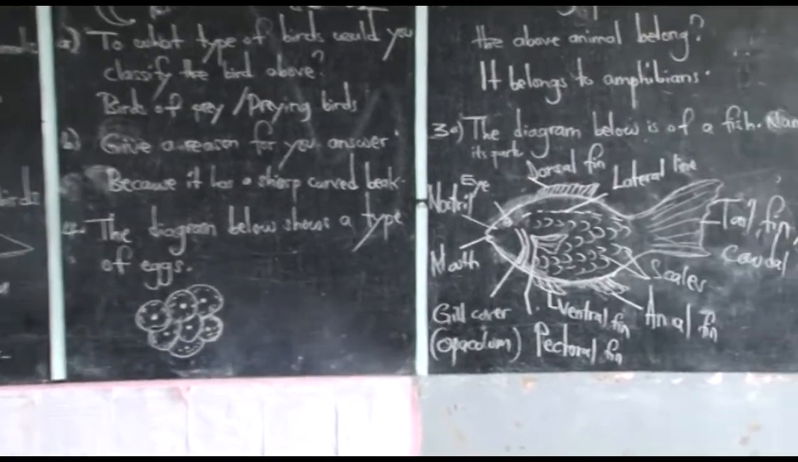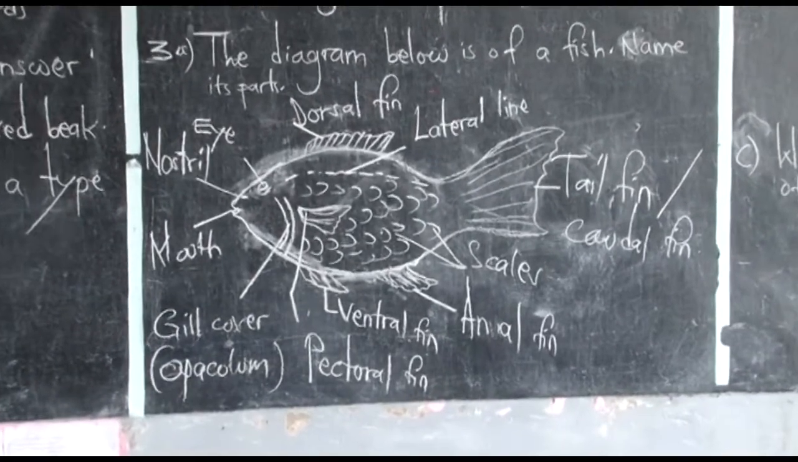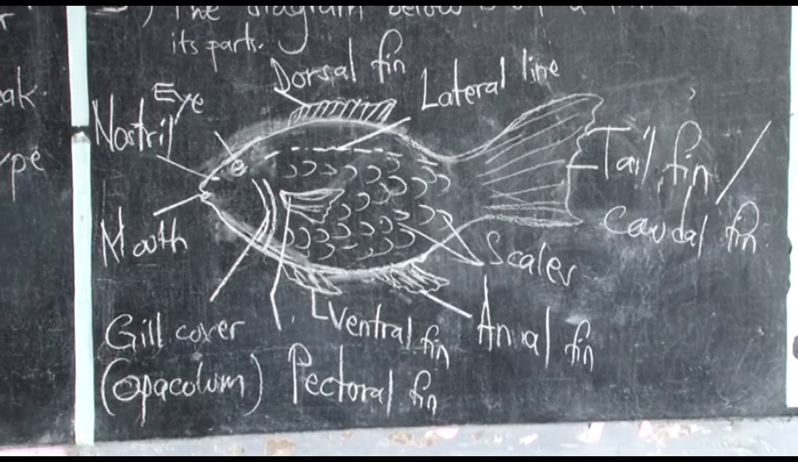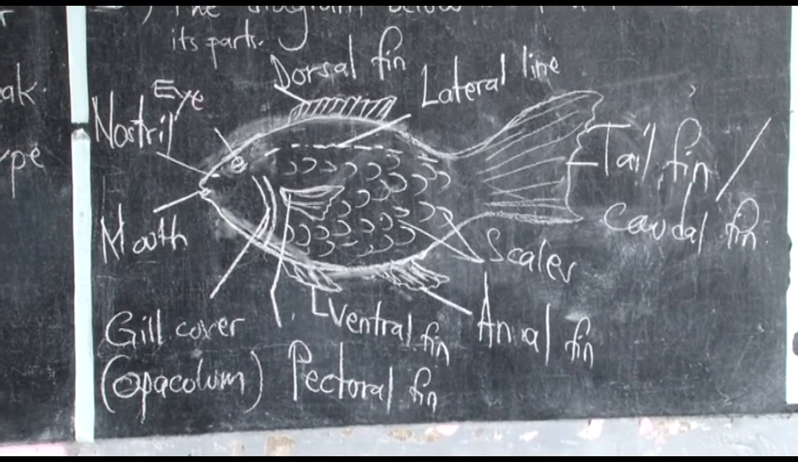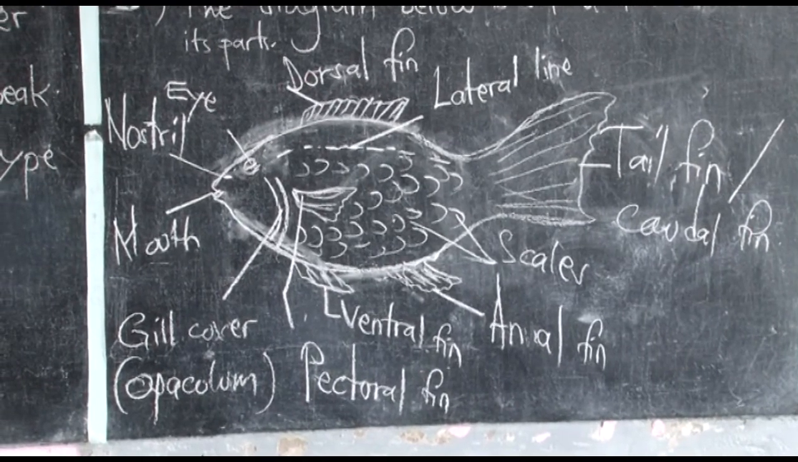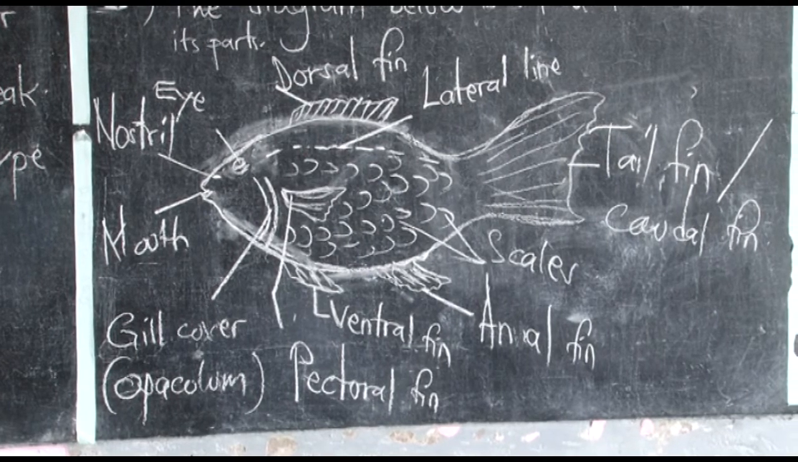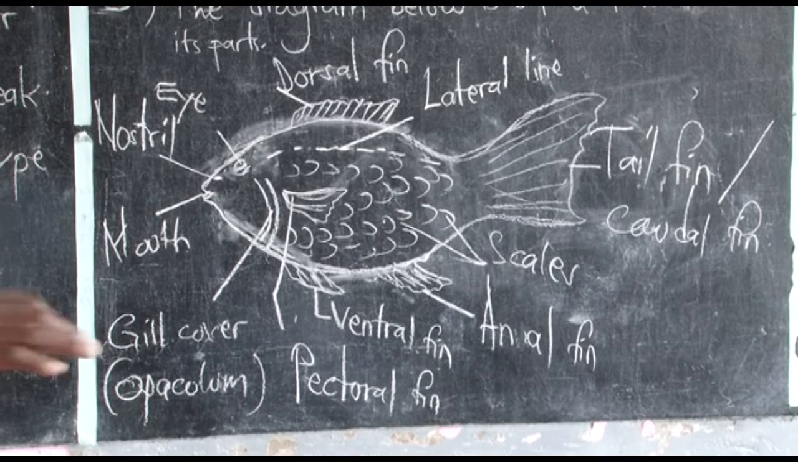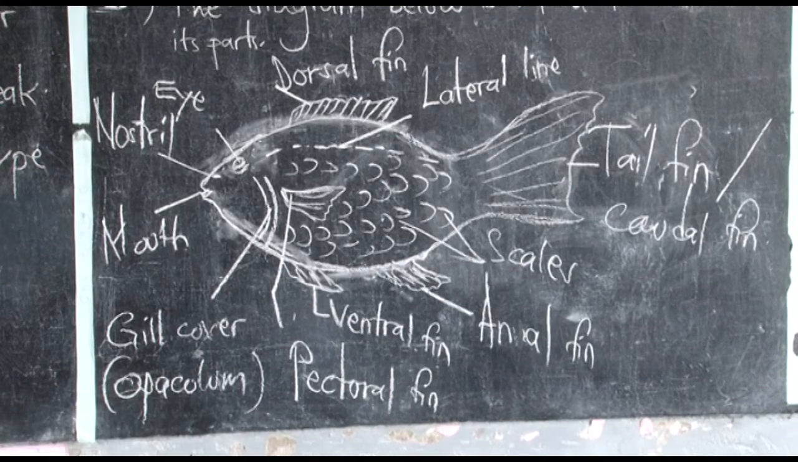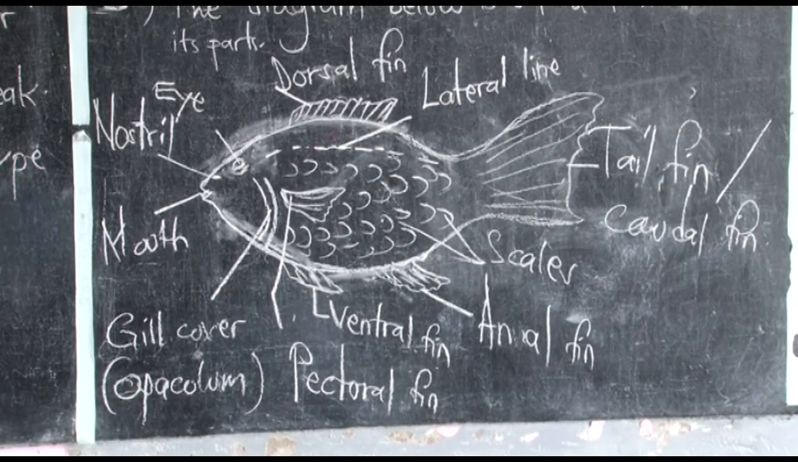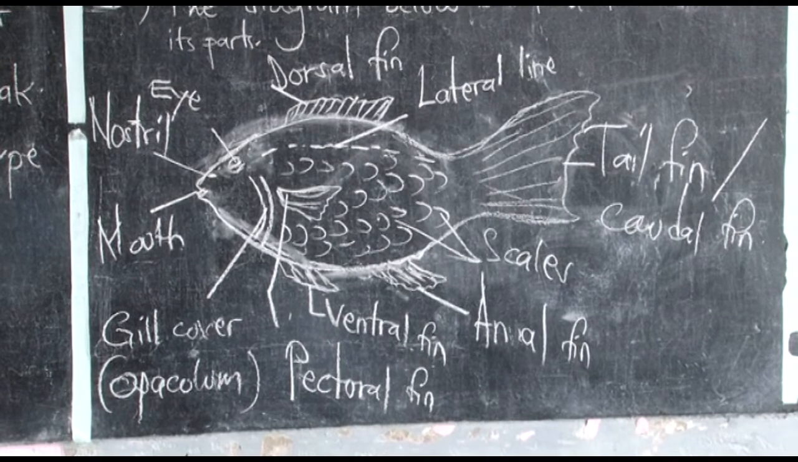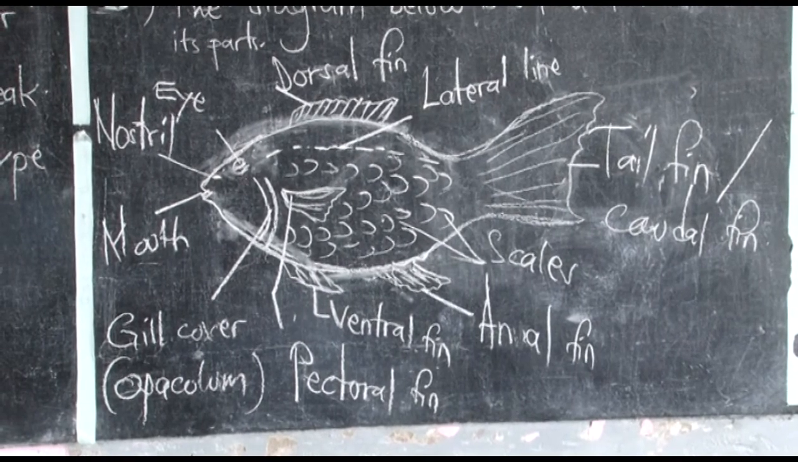Then come here, dorsal fin. This is one of the parts of the fish that helps the fish for protection. So dorsal fin is for protection. It can also help in stability of the fish in water when swimming, or to immobilize the fish in water. Let's first go to other fins. Look at the pectoral fin.